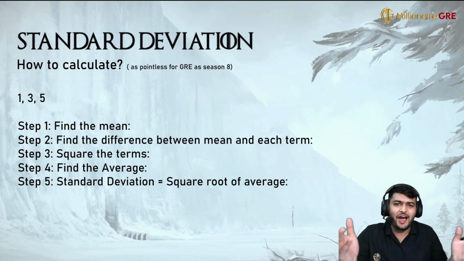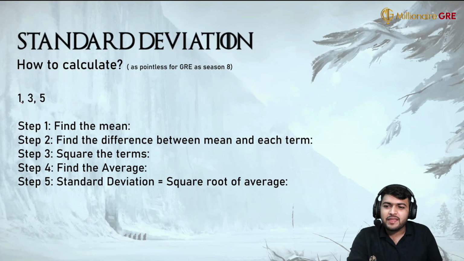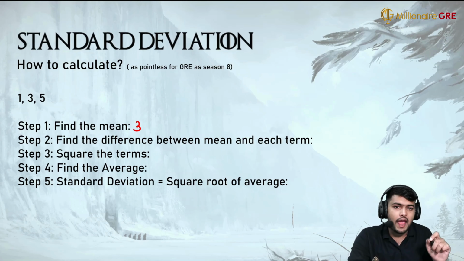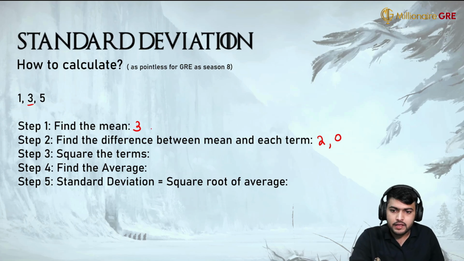But let's see how to find standard deviation. If you are given these 3 terms, the first step is to find the mean. The mean of these 3 terms is 3 because median is equal to mean. For the second step, you find the difference between mean and each term of the list. So 3 minus 1 is 2, 3 minus 3 is 0, 3 minus 5 is minus 2.